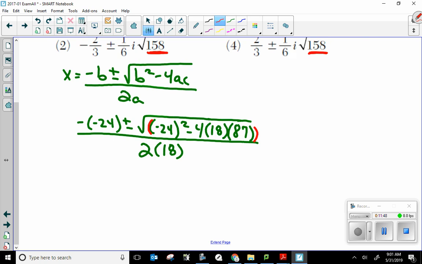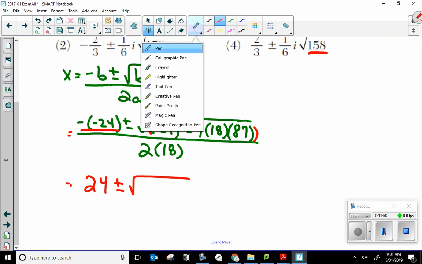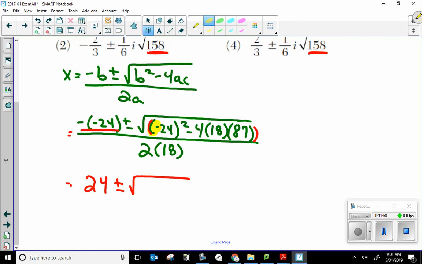So let's simplify. If I negate a negative 24, that turns to positive 24, plus or minus. Let's take this whole thing. Forget the radical. Whatever's under the radical, let's just put it in the calculator and get one number. I should get a negative value because I'm going to end up with an imaginary number, an i. And an i comes whenever we have a negative under the radical. So let's do this.